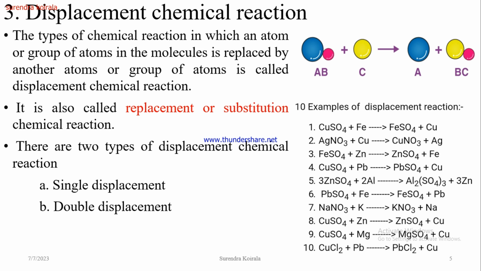Copper sulfate plus iron gives ferrous sulfate plus copper, silver nitrate plus copper gives copper nitrate and silver, and like these, other chemical reactions are there on the screen. These are the examples of displacement chemical reactions.